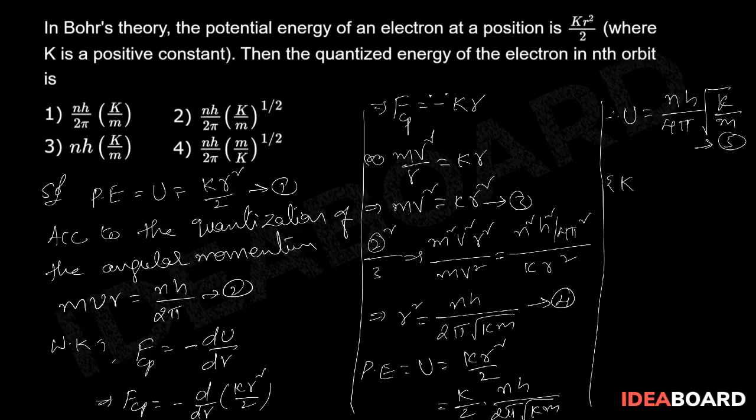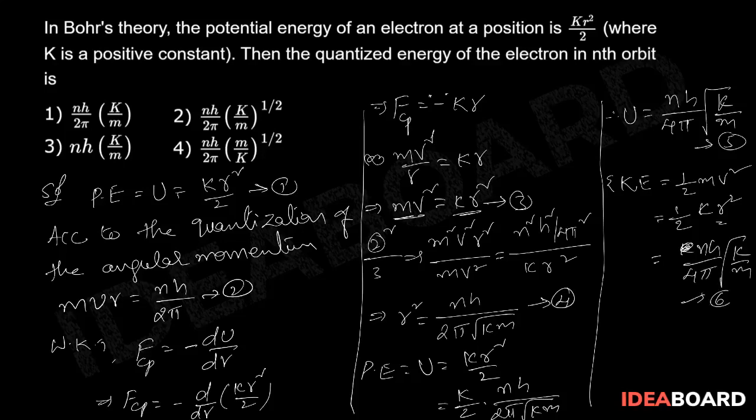And kinetic energy equals half mv square. From equation number 3, mv square is given by kr square, so it equals half kr square. By substituting this r value, we get nh by 4 pi root k by m, equation number 6.